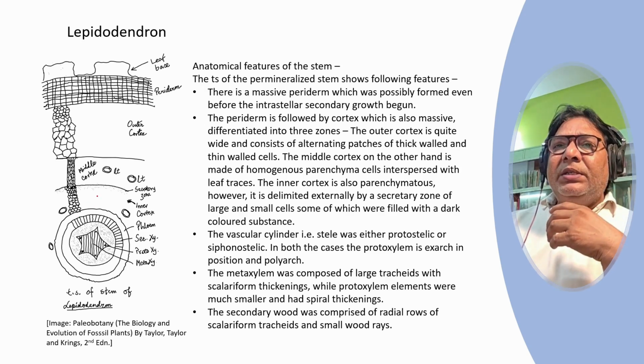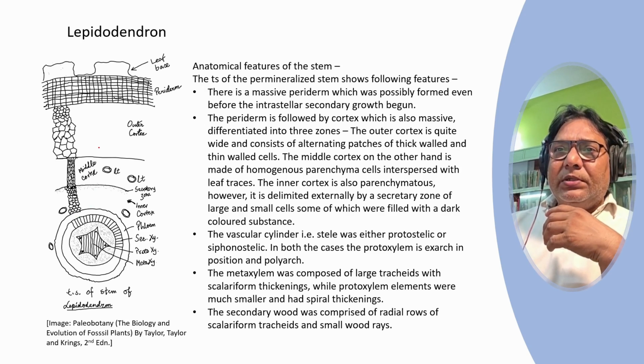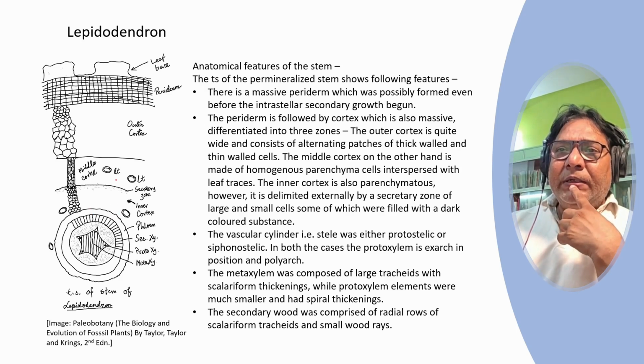This is inner cortex, this is middle cortex, and this is outer cortex. They are quite massive. The inner and the middle cortex contain leaf traces also. The leaves originate from the stem. Their traces belong to the inner and middle cortex; in the cross section, you can see that. Outer cortex did not have any leaf trace, only the middle and the inner cortex.